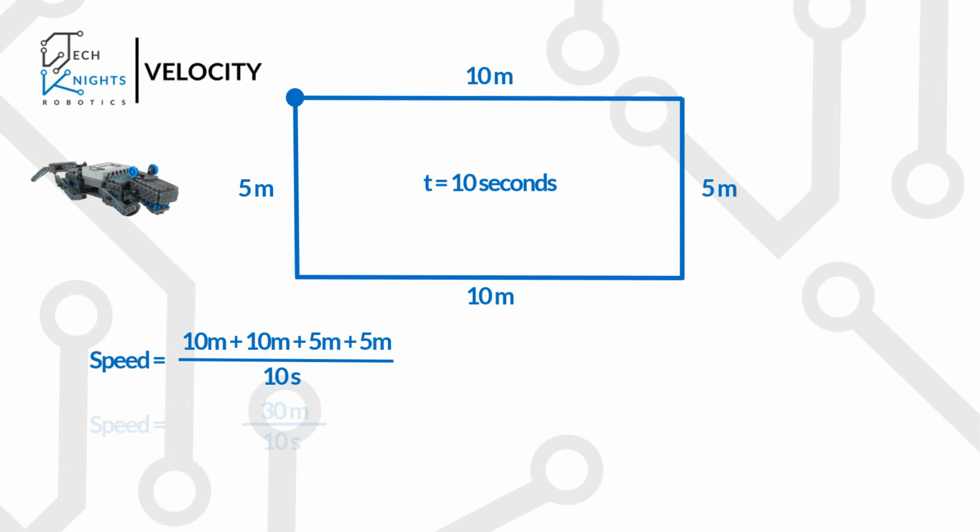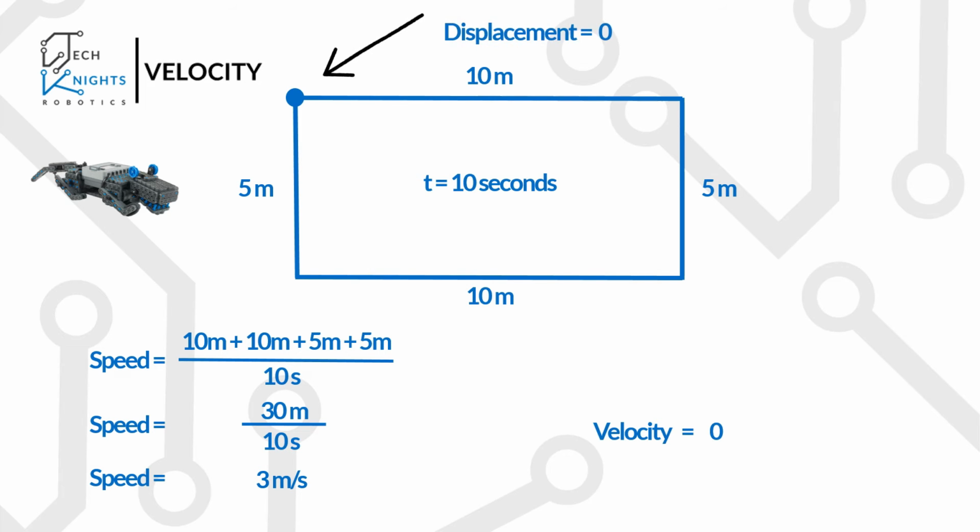Yes, the speed is 3 meters per second. And for its velocity, the answer is 0. But why? Remember, displacement is how far the object is from its starting position. We can see that the robot went back to its initial place, meaning there is no change in its position. Thus, we have 0 displacement. And 0 divided by any number will result in a 0 answer.